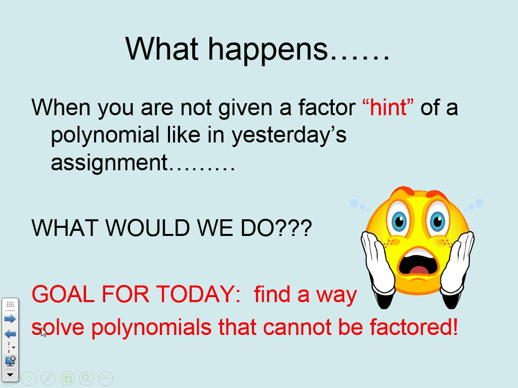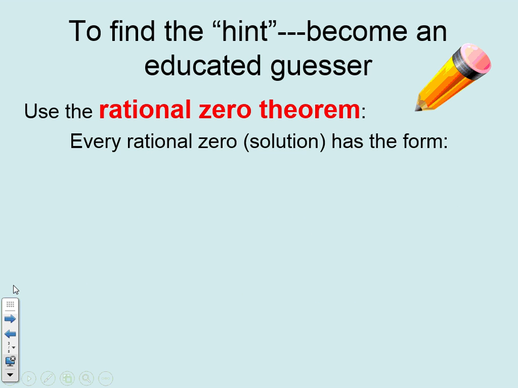So our goal for today is to find a way to solve those polynomials that can't be factored and we're not given a hint. Okay? So we can't use one of the 5 methods that we've learned for factoring, and we aren't given a hint. What are we going to do? So we are going to become an educated guesser. We are going to guess. Guess and check. Guess and check. All right, but before we do some guessing, we're going to use the rational zero theorem.